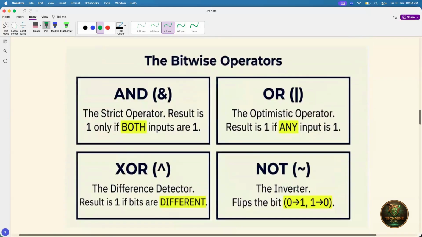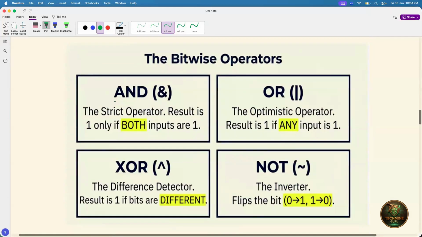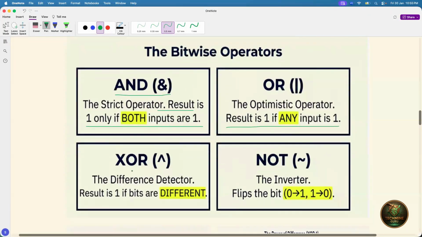Now let's understand some bitwise operators. There is the AND operator, which is like a strict operator and gives a result of 1 if and only if both inputs are 1. Similarly, OR, also called the optimistic operator, will result in 1 if any input is 1. Similarly, XOR, the difference detector, is 1 if the bits are different and 0 if they are the same, right? This is essential for finding unique elements in an array, which we will do in later classes.